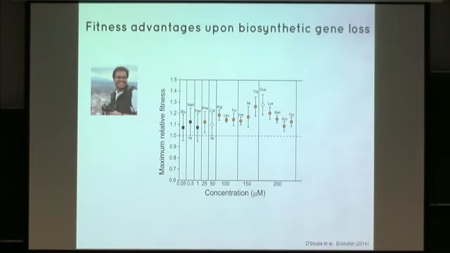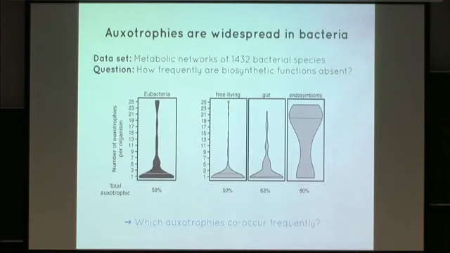For that I want to go back to this experiment that Glenn showed yesterday, where he showed that these different auxotrophic strains are able to outcompete the wild type in environments where that amino acid or nucleotide or vitamin is present. From this we also ask, how often do we see these auxotrophies in nature? He showed that yesterday too, and you can see that auxotrophs are very prevalent in nature.